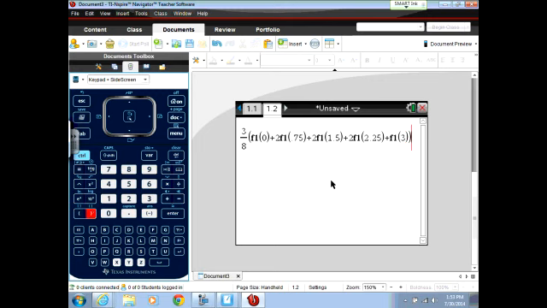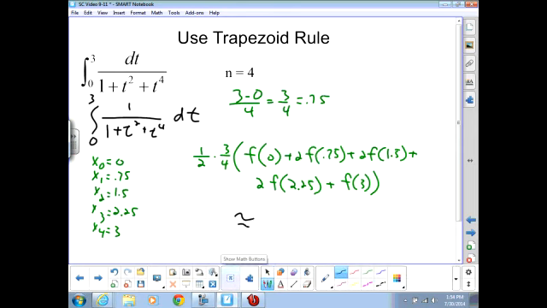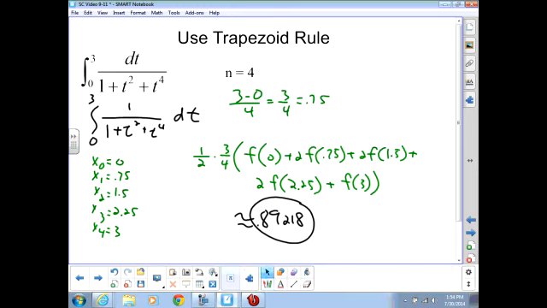And as always, just double check, make sure you have your pluses, make sure you have all your parentheses closed correctly. And we get about 0.89218 or so. And again, that's an approximation for the area under that graph from 0 to 3.